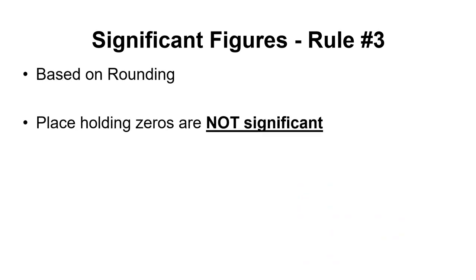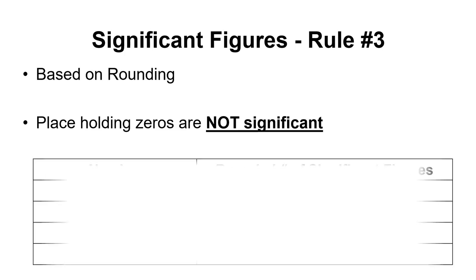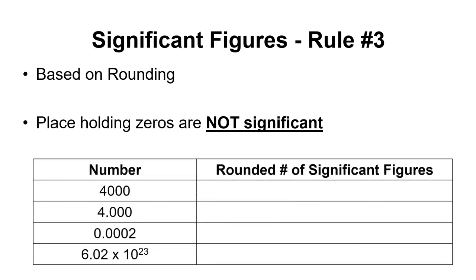Rule number 3, which is based on rounding. Place-holding zeros are not significant. Any zeros that are place-holding are not significant. What do I mean? I'm talking about the leading zeros and the trailing zeros. Those are the place-holding zeros. I did mention, remember, that leading zeros and trailing zeros are not significant.